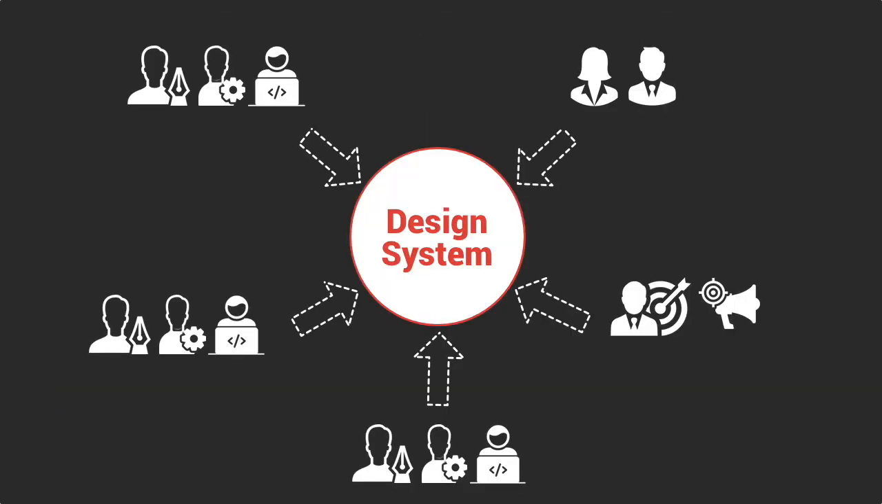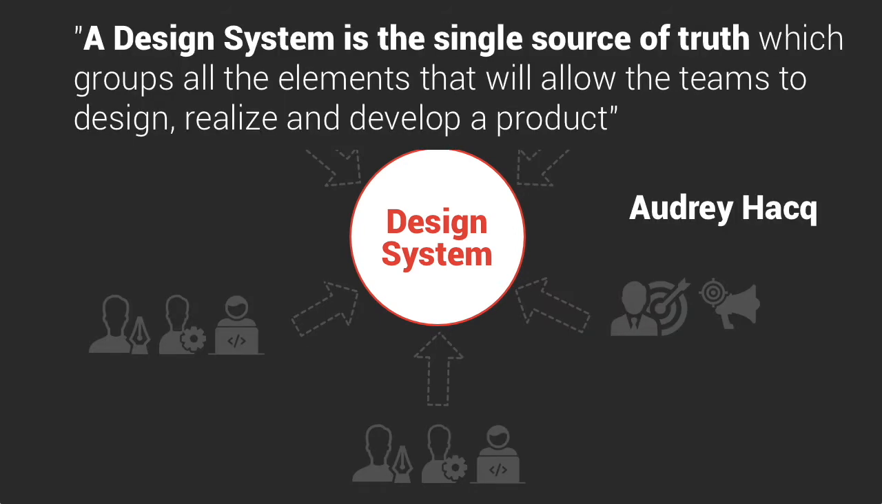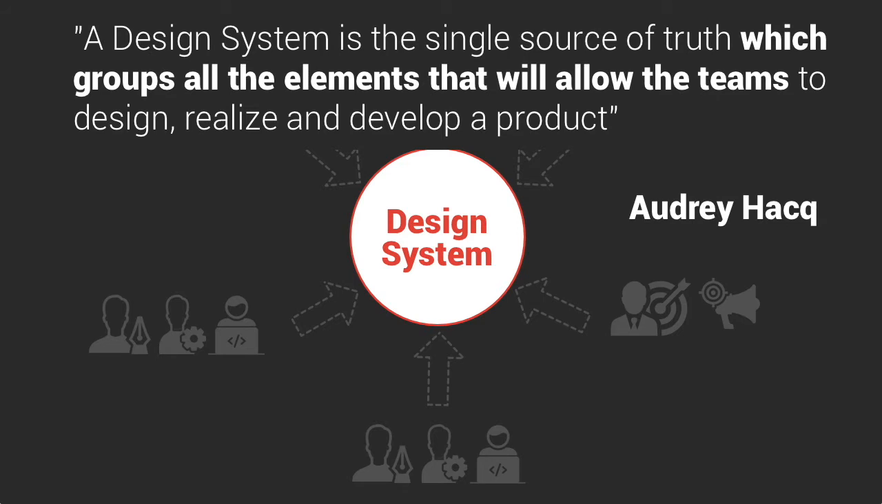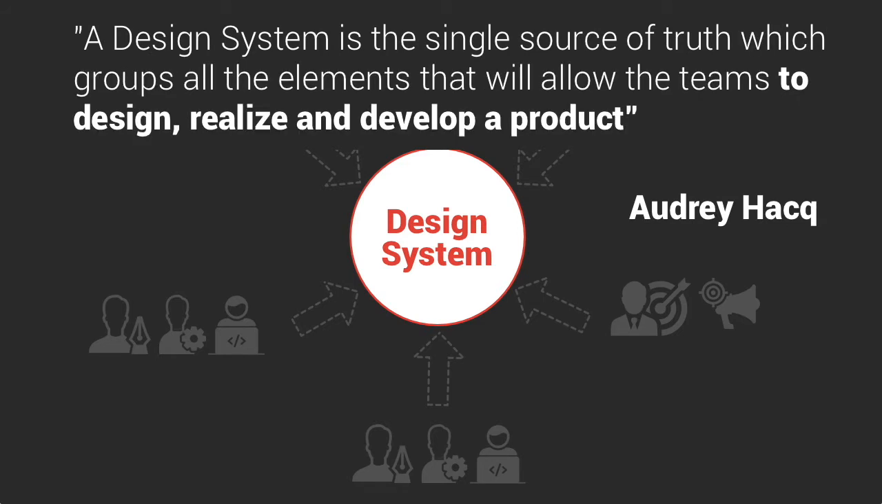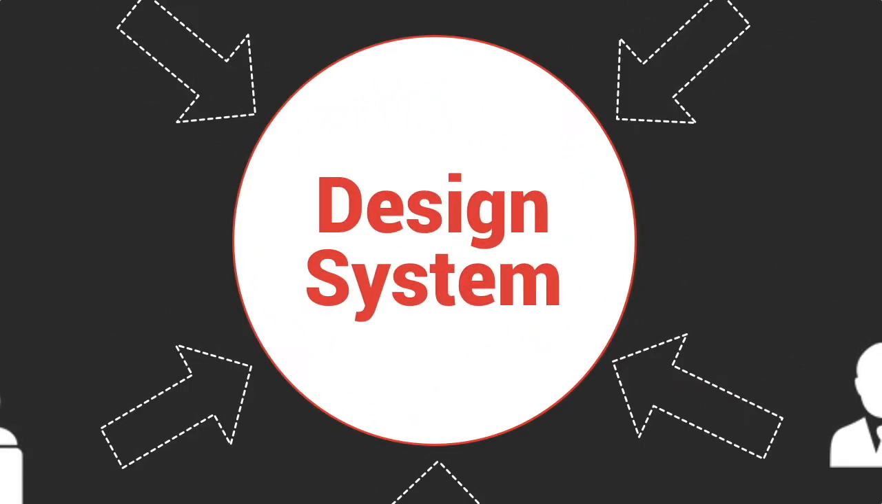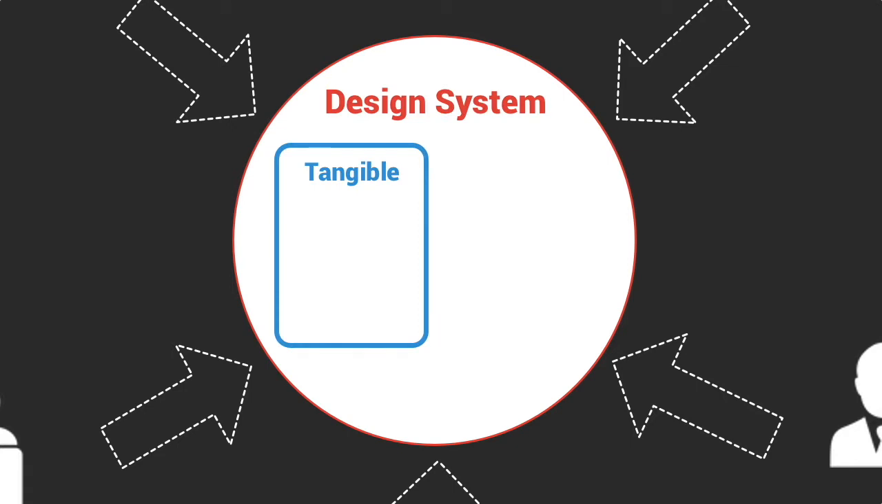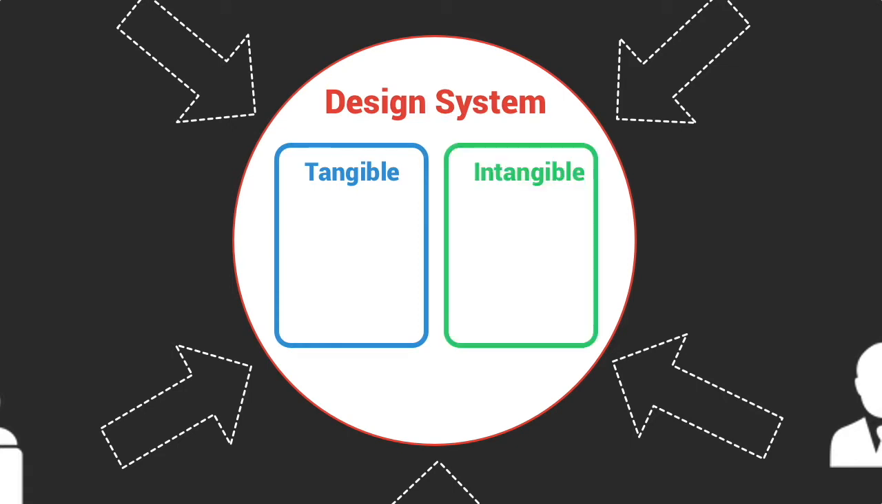At a high level, as Audrey Act wrote in her article, a design system is the single source of truth which groups all the elements that will allow the teams to design, realize, and develop a product. Concretely, the elements that compose a design system are of two different types. First, you have the tangible elements, and second, you have the intangible ones.